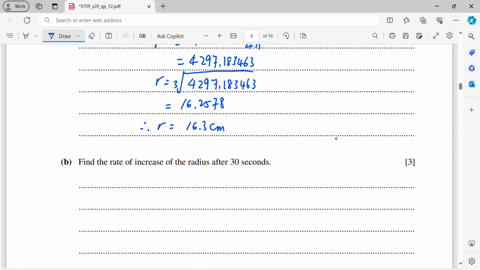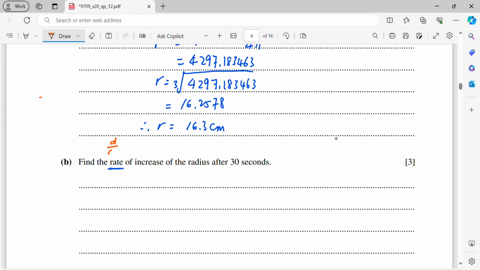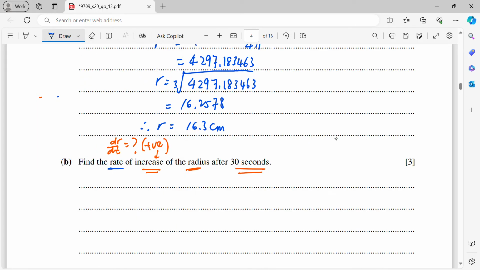Now B, find the rate. Rate is d over dt of increase. That means it's a positive of the r. So what is dr dt? Make sure it is a positive value because of increase, after 30 seconds, right? t equals 30. So now you need to find dr dt. So it means that we need to use the chain rule.